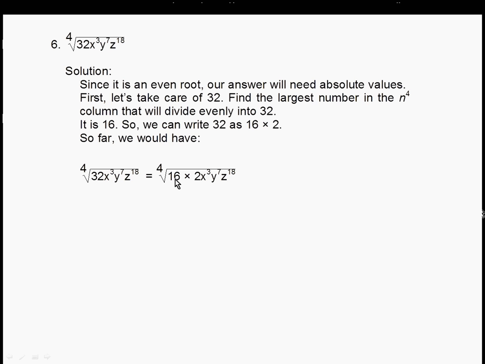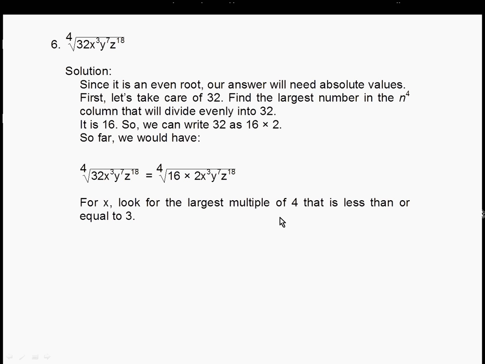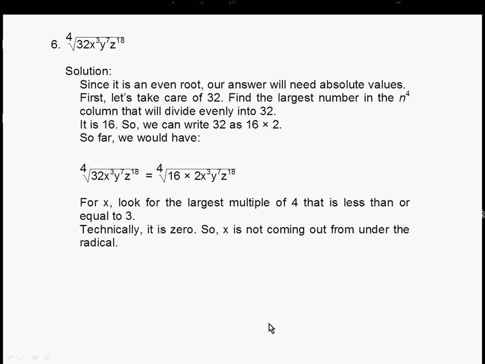There's my perfect 4th power. Here's what's left over. Now let's start taking the variables. Okay, for x, look for the largest multiple of 4 that is less than or equal to 3. Okay, technically it's 0. So no x's will join the 16. And notice with x to the 3rd, the exponent is already smaller than the index. So x is not coming out from under the radical.